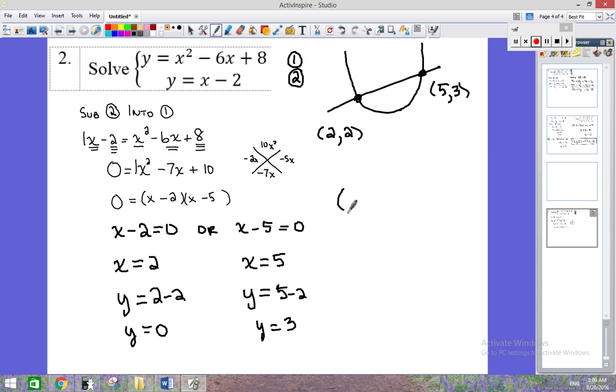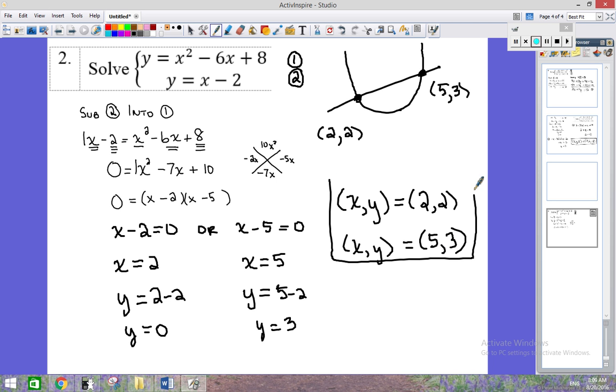So you have one point, and we give the x, y as the order, and they refer to that as an ordered pair. So we have one point, and we have a second point, and those are our two answers for this.